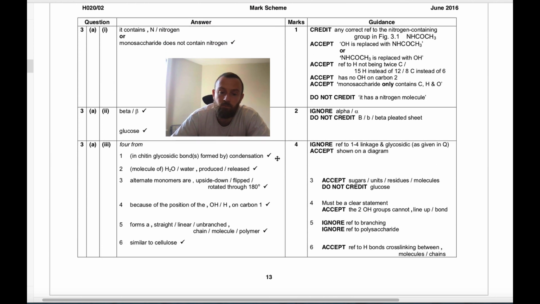Okay, here we go. So first of all, there are the other 2 questions that we didn't show the mark scheme for: nitrogen, beta glucose. All right.